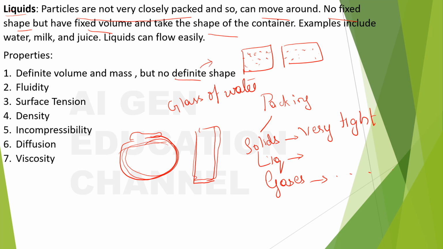What are the examples? Water, milk and juice. But they have what? They have fixed, definite volume and mass. You can definitely say that this amount of volume of water, this is the mass of the water, but you can't say that this is the shape of the water, right? The shape will go with the container that is holding it.